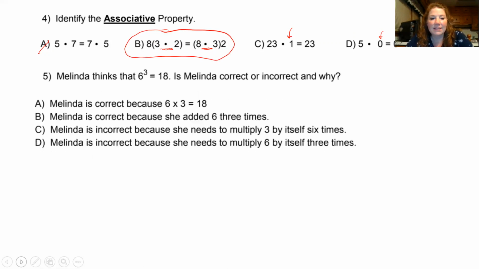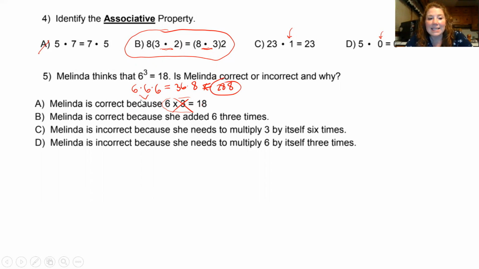Number 5, Melinda thinks that 6 raised to the 3rd power is 18. Is Melinda correct or incorrect? This does not mean letter A. This does not mean 6 times 3. No. It means 6 multiplied together 3 times. I know that 6 times 6 is 36, and 36 times 6, I'm not really sure. I don't know. What would that be? 24, 25, 26, 27, 28. 6 raised to the 3rd power is 288.